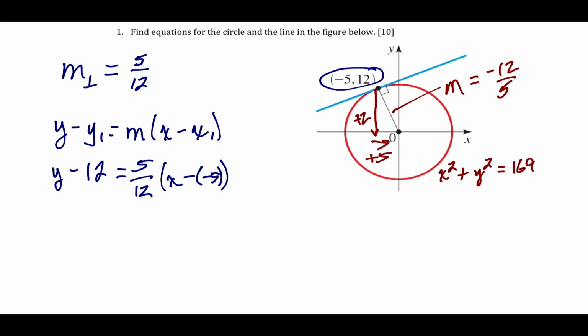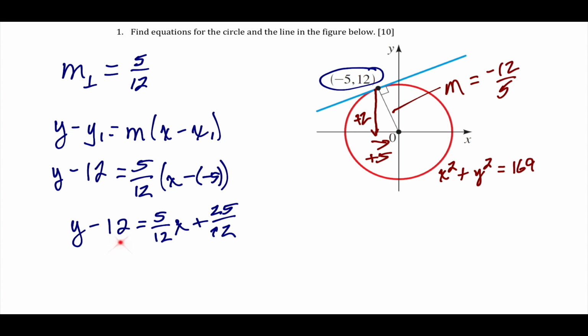I could leave this just like this. A lot of students want it to be in y equals mx plus b form, even though it's not called for here. But it's good practice, so let's go ahead and do that. So y minus 12 equals 5/12 times x plus, let's see, 25/12. Because 5 times 5, right? And minus times minus is plus.